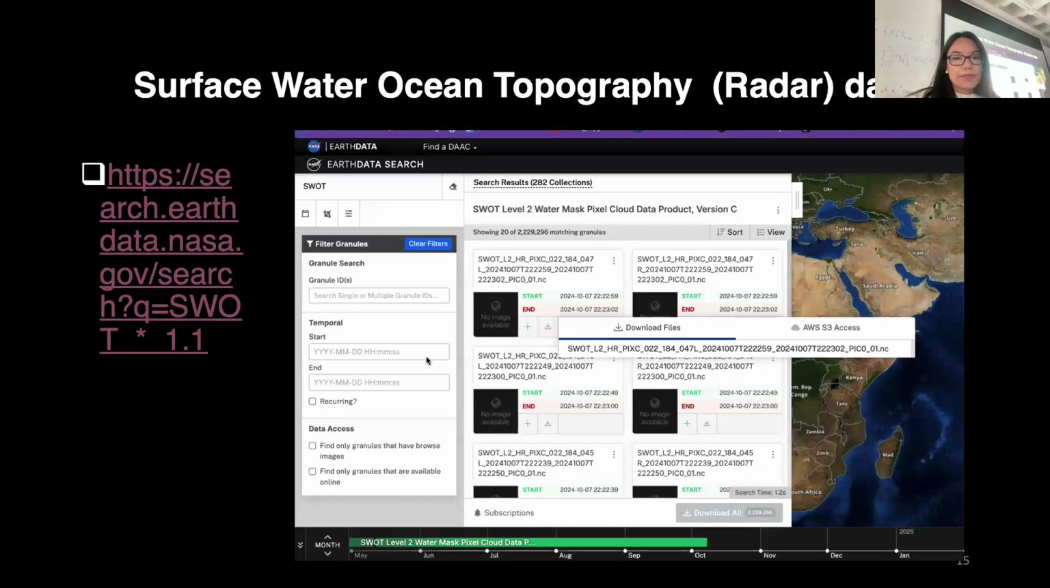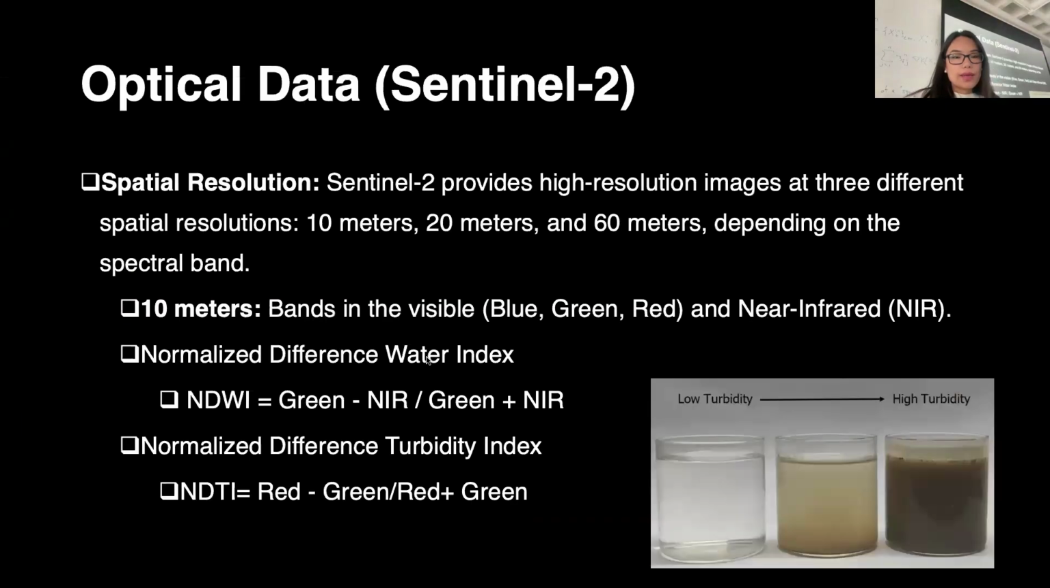So back to my analysis. Now I'm interested in only Sentinel-2 data for my coding demonstration. That's why I have Sentinel-2. I'm showing this just as an example. Sentinel-2 provides high resolution information in 3 different spatial resolutions. It has 10 meters data, 20 meters, and 60 meters, depending on different spectral bands. So I'm going to use only 10 meters data.